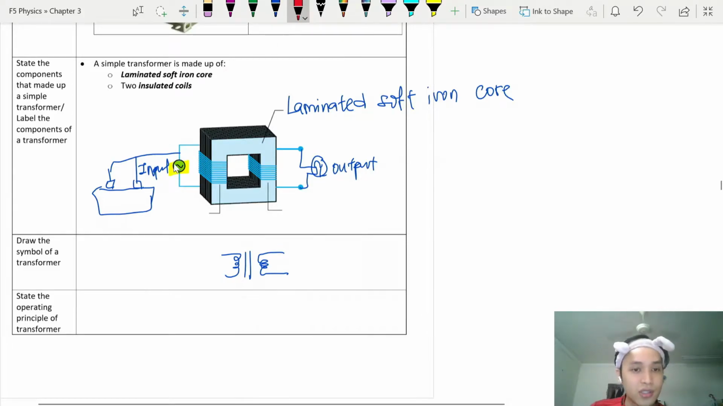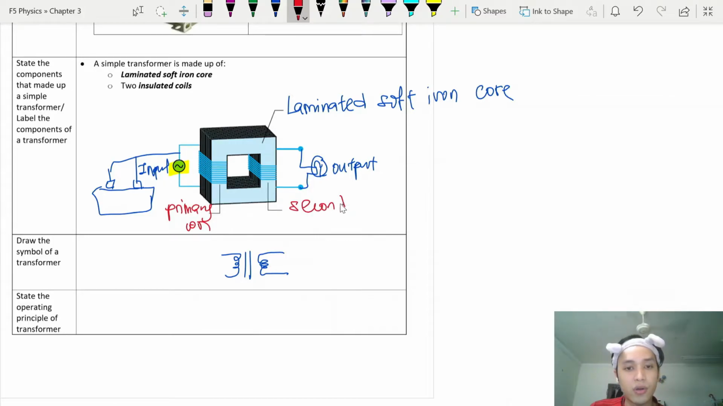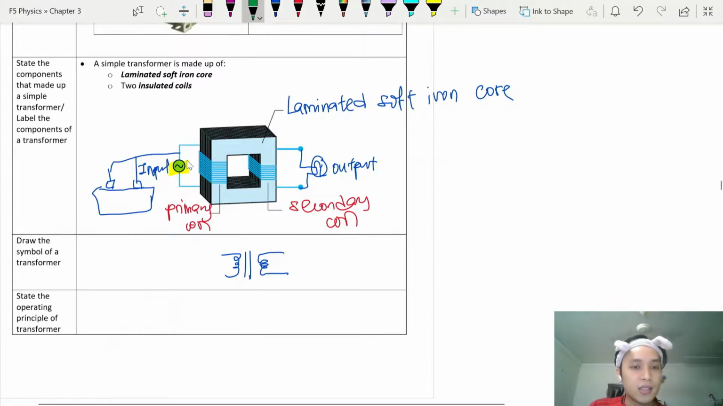If this one is input, this will be your primary coil, and this will be your secondary coil. Here will be your input voltage or primary voltage, and this will be your output voltage.